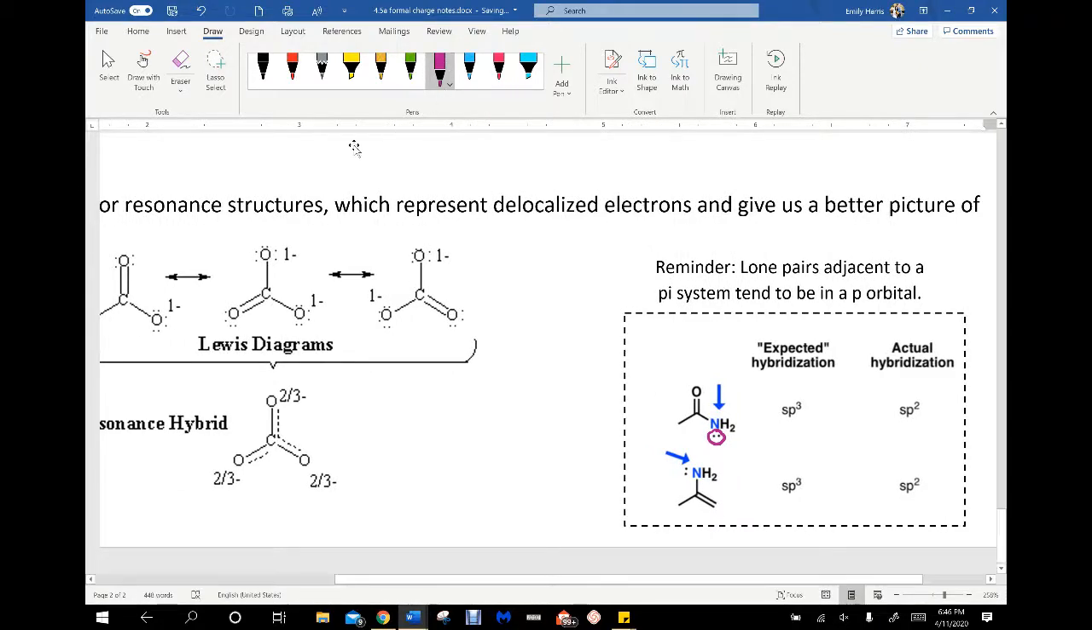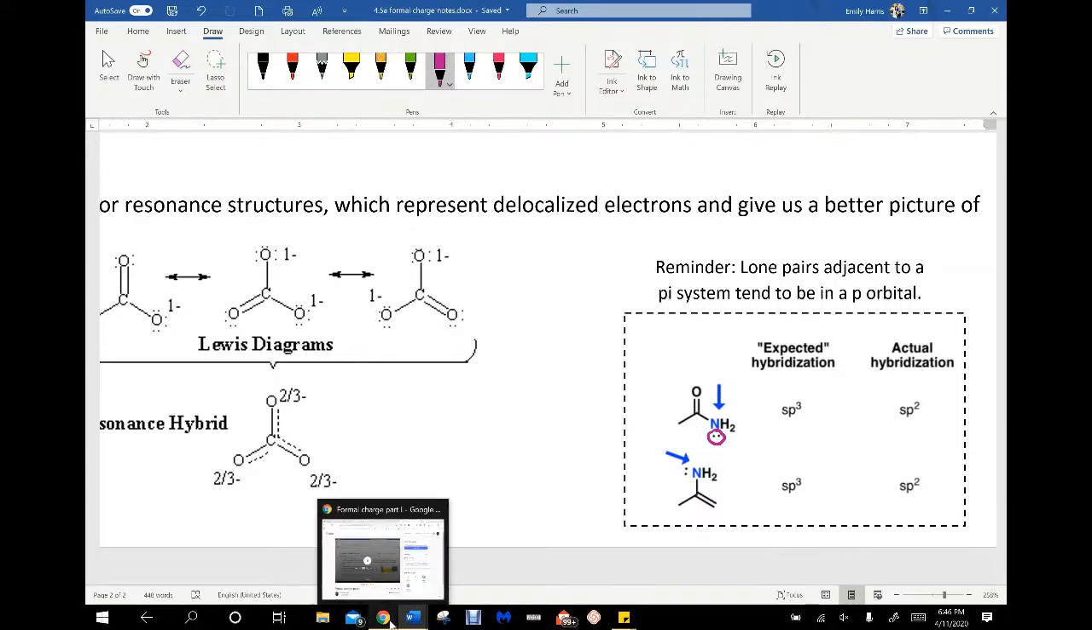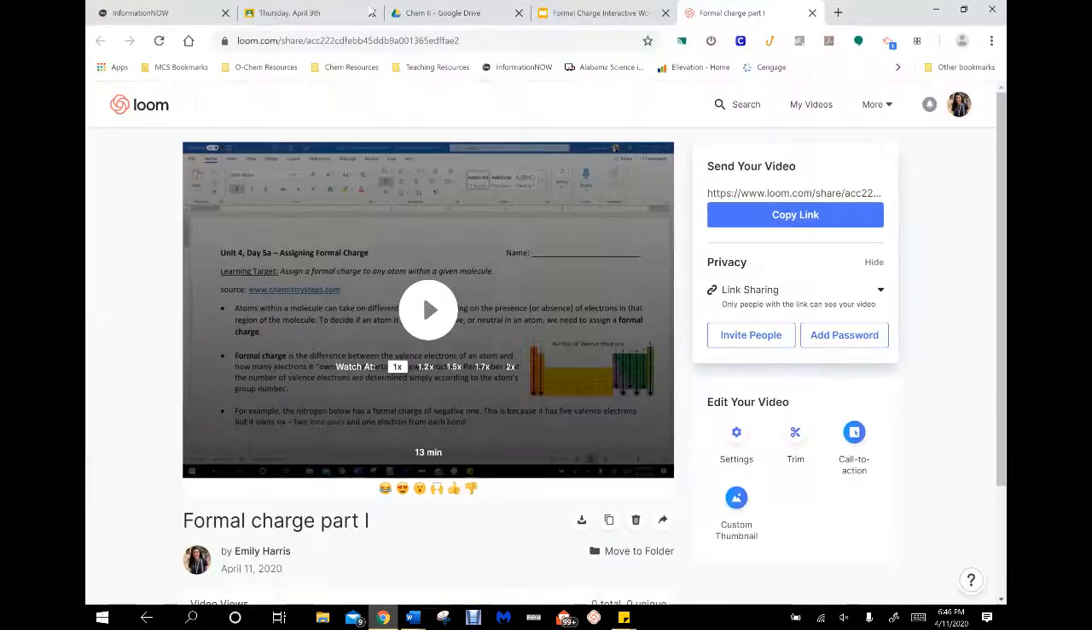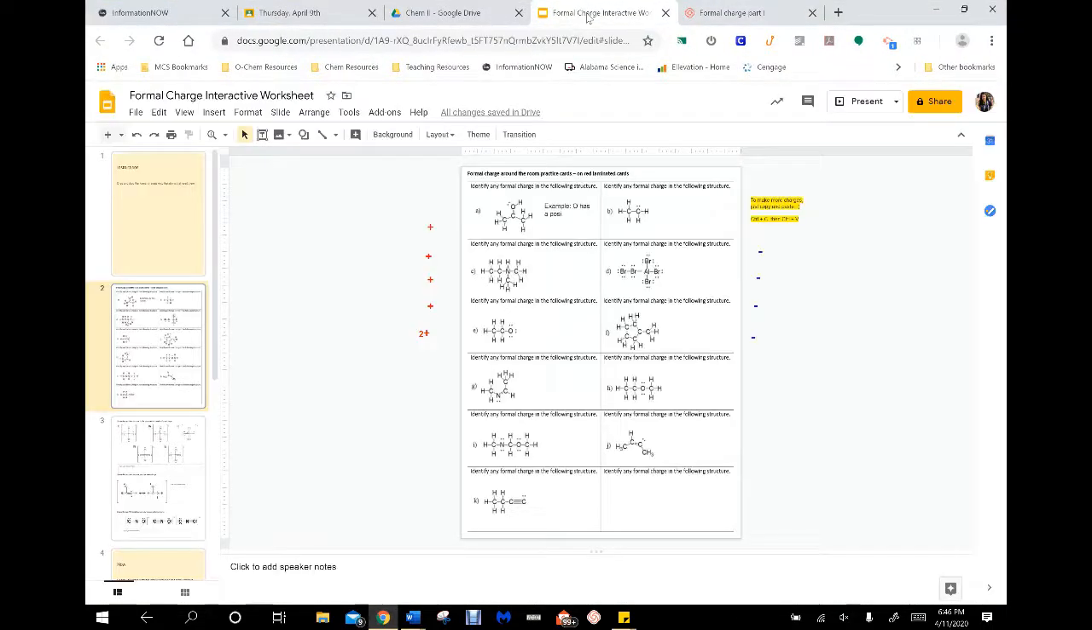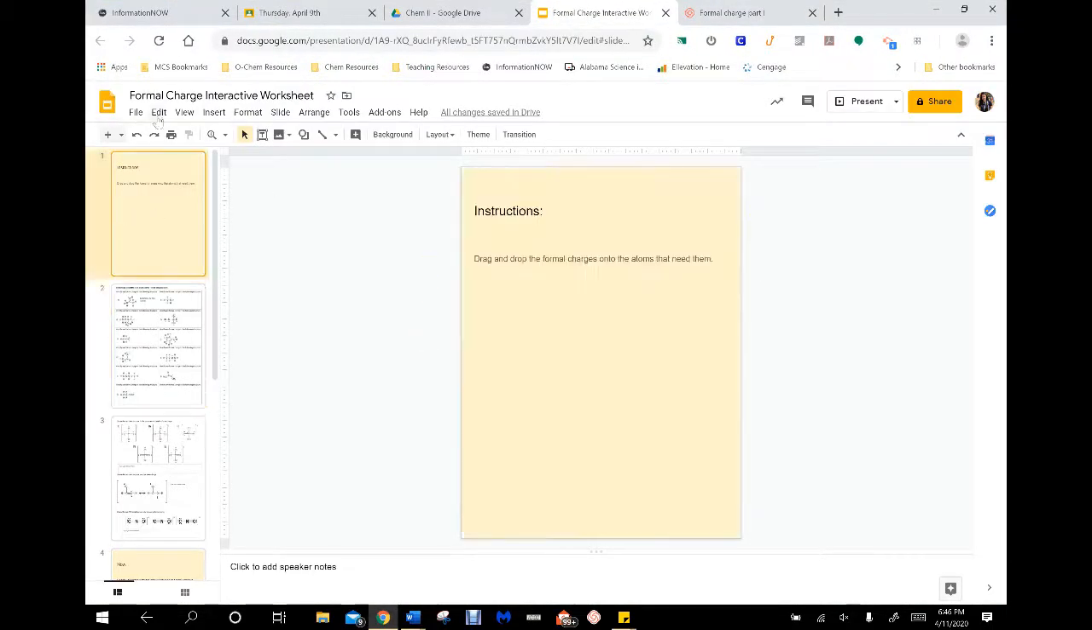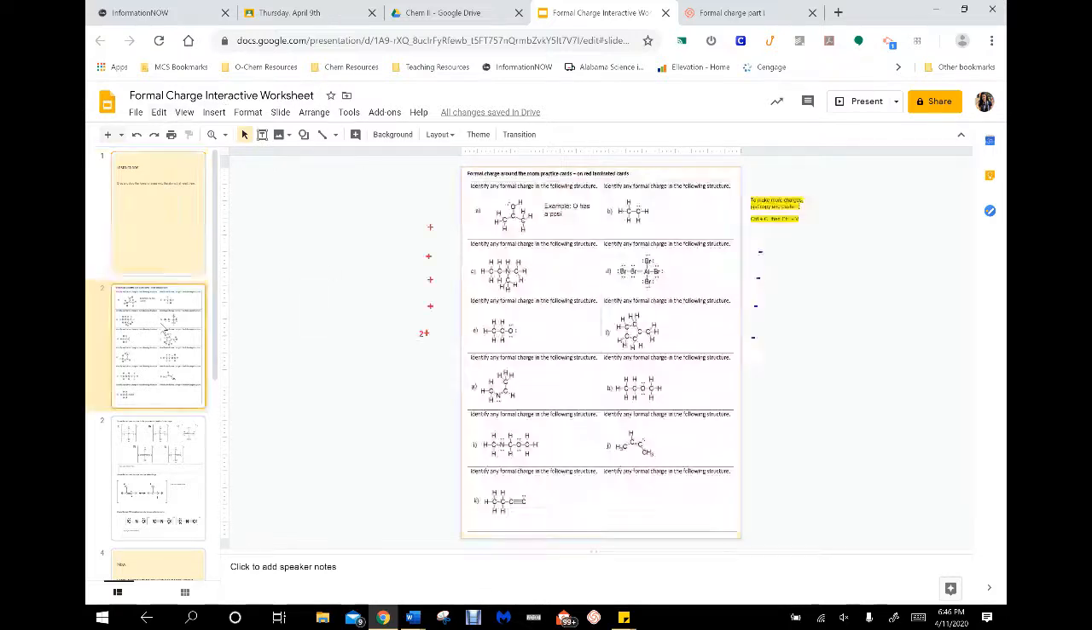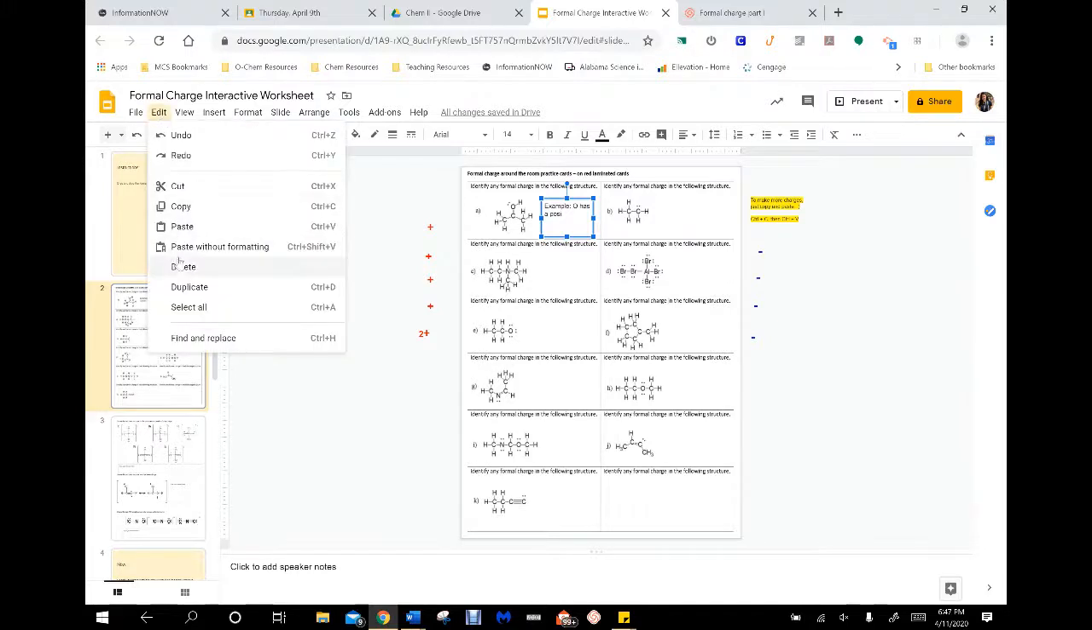So that's our notes portion. And what we're going to do right quick is show you what the practice will look like. The practice is called Formal Charge Interactive Worksheet. It's the questions that we would have done on the whiteboards in class. But we're not in class at the moment and can't go around the room and do that.